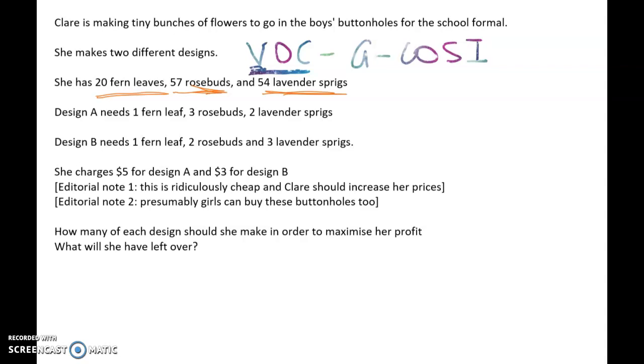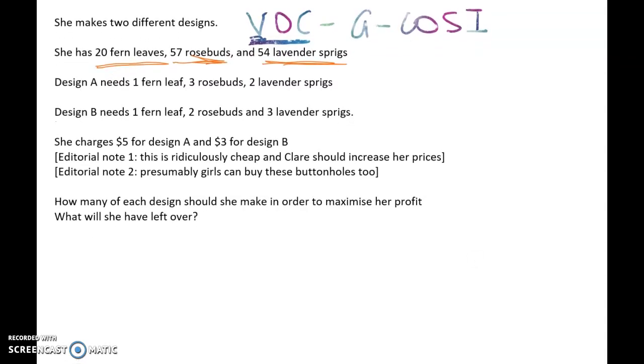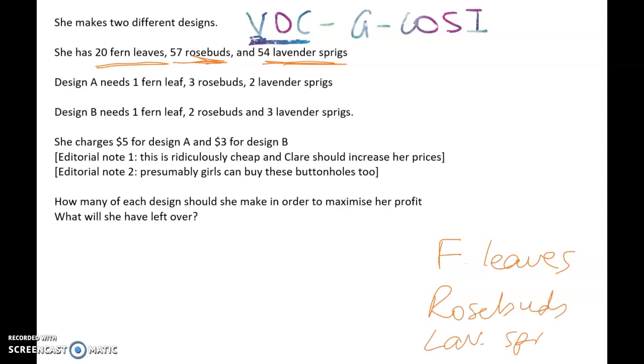So, the first constraint that we're going to write is about fern leaves. The second one is about rosebuds, and the third one is about lavender sprigs. So it's easiest to start by saying, well, what is it going to be? Is it going to be an at least or at most? We know that she's got 20 fern leaves, so whatever she does, she has to use at most 20 of those. So it's going to be a less than or equal to 20.